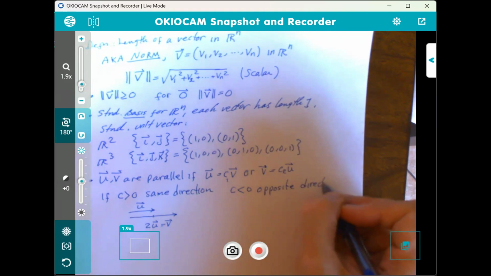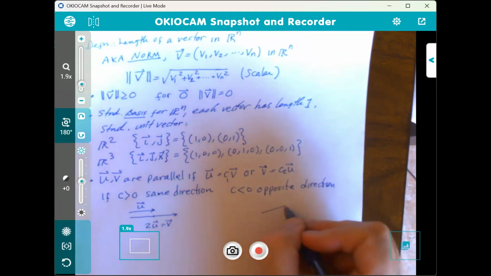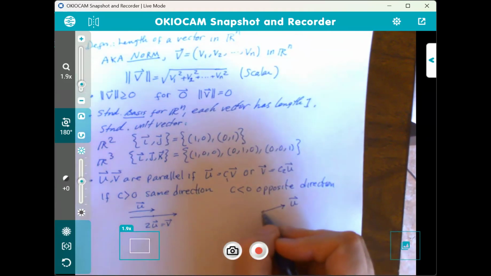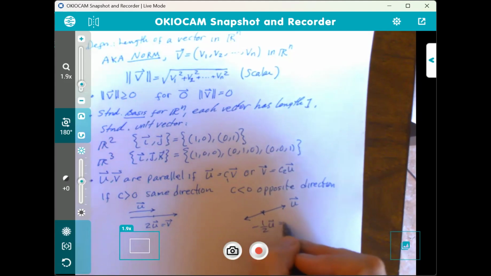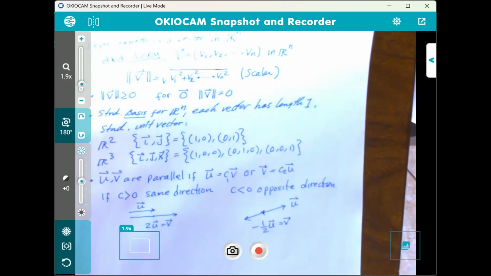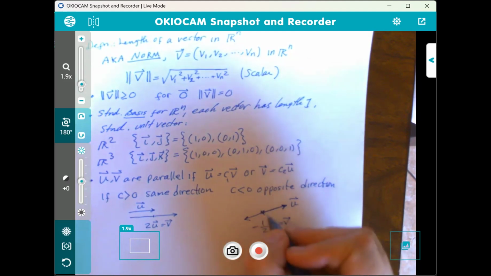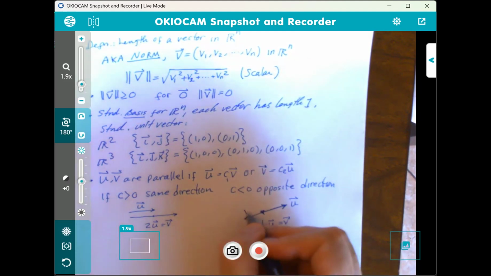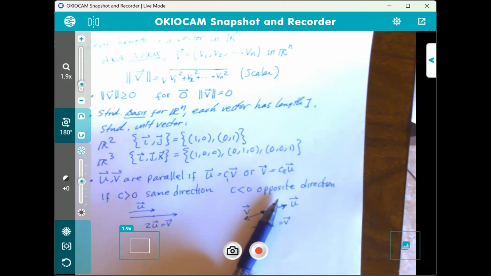Opposite direction. In this case, for instance, let's say here's a vector u, and vector v would be negative 1/2 u. It's half the size of this larger vector. If this is u, this vector v would be half the size. The coefficient is negative, so that means it's going in the opposite direction.